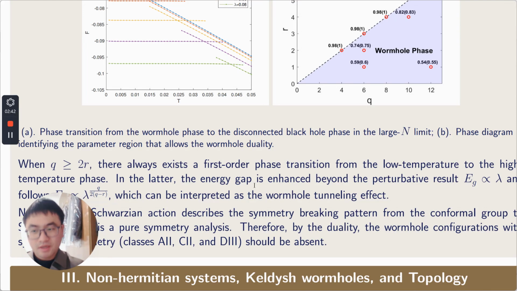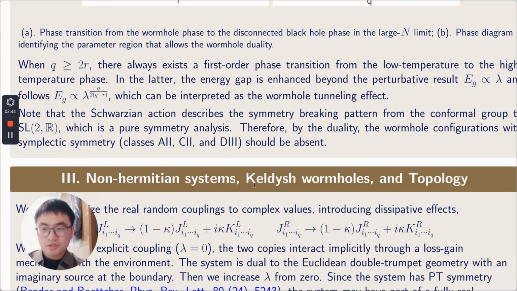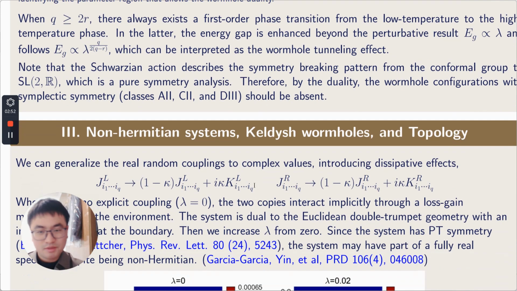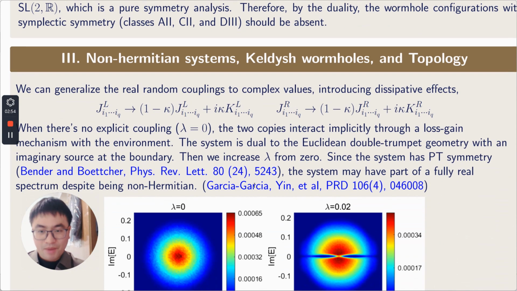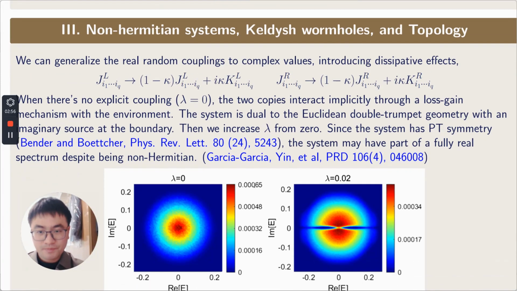Now we come to the topological index. The topology comes from when we generalize these real random couplings to complex, so the system becomes non-Hermitian with dissipative effects. And the system has the PT symmetry that allows a part of the spectrum to become fully real, and at some parameters, some of these fully real modes will contribute to a topological index.